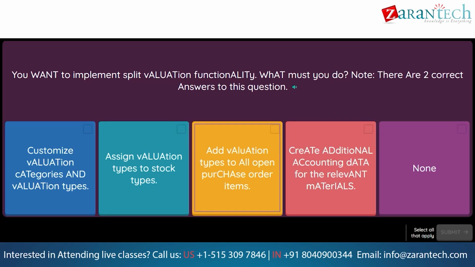Option 3. Add valuation types to all open purchase order items. Option 4. Create additional accounting data for the relevant materials. Option 5. None.